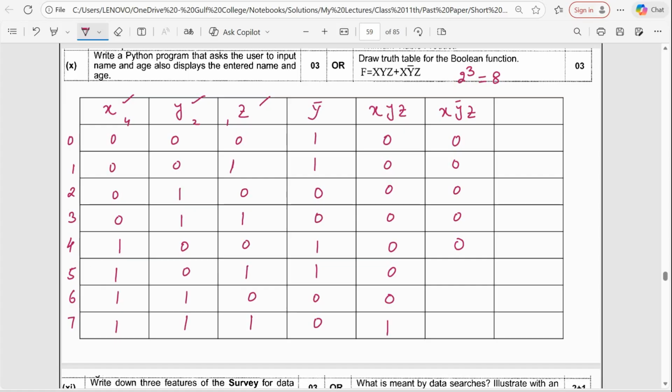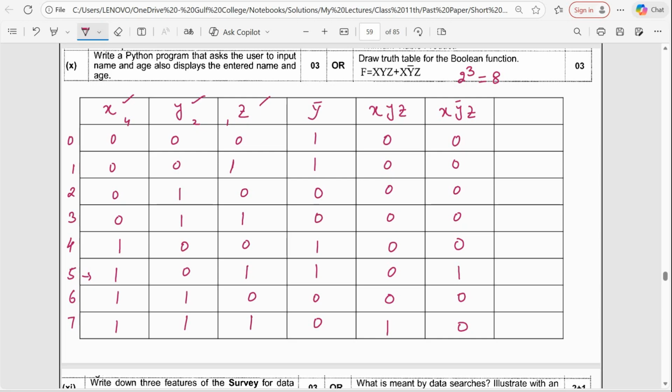For number 5, x is 1, y dash is 1, while z is also 1, so the result will be 1. Okay, now x is 1, y dash is 1, but z is giving 0, so the result will be 0. Next, all three are 1? See, x is 1, z is 1, but y dash is not 1. That's why it will give you 0.